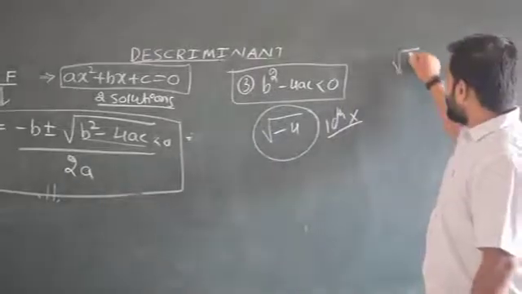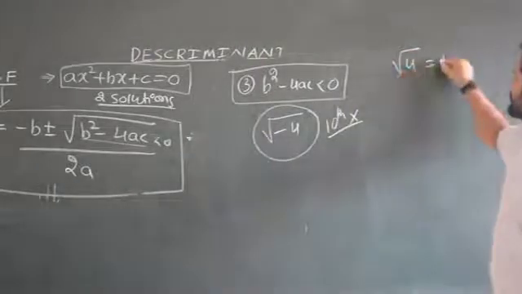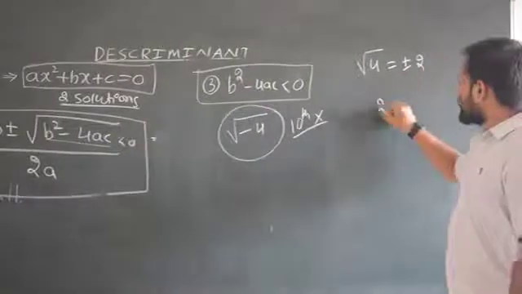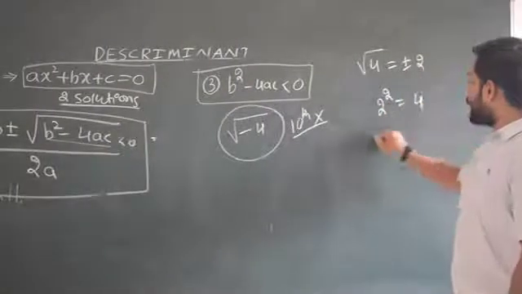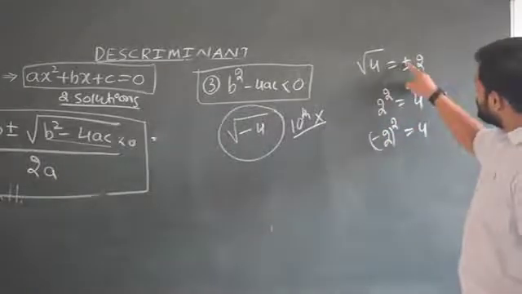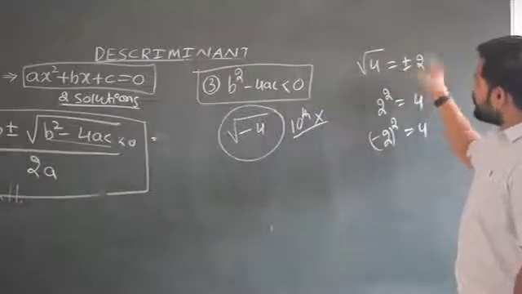Because if under root 4 is there, what is the value of under root 4? It is going to be plus or minus 2, no? Yes or no? Plus or minus 2, because 2 square means I am going to get 4, and minus 2 whole square means I am again going to get 4 only, because plus 2 whole square is 4 and minus 2 whole square is also 4.